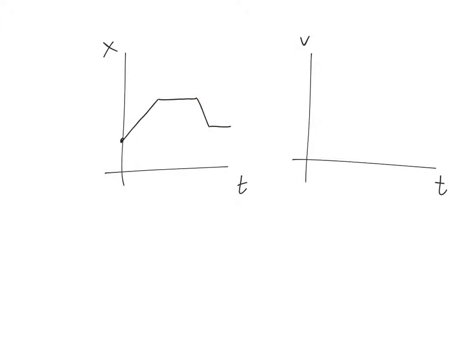I could also write the same story and say this. Because its position is increasing, the velocity is positive. Because the position is now staying the same, the velocity is 0. Because the position is decreasing, now the velocity is negative. And then here the velocity is 0. So if I were to graph this, there would be positive velocity, no velocity, negative velocity, no velocity.